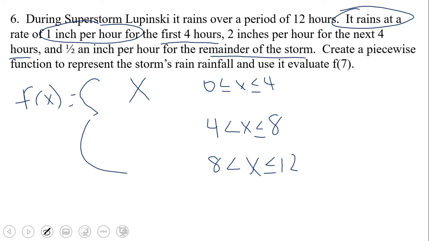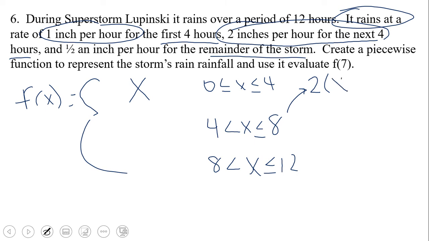Then it gets a little bit trickier because it's going to rain 2 inches per hour for the next 4 hours, but you can't just write 2x. You have to include what happened during the first 4 hours. So I'm going to show you how to do this off to the side, and then we're going to simplify it and put it into our function. When they say that it rains 2 inches per hour, they're only talking about the hours past hour 4. You've already included hours 0 through 4 in your first piece.